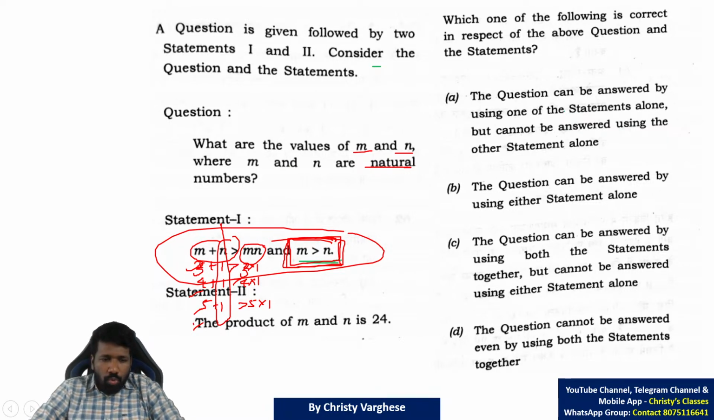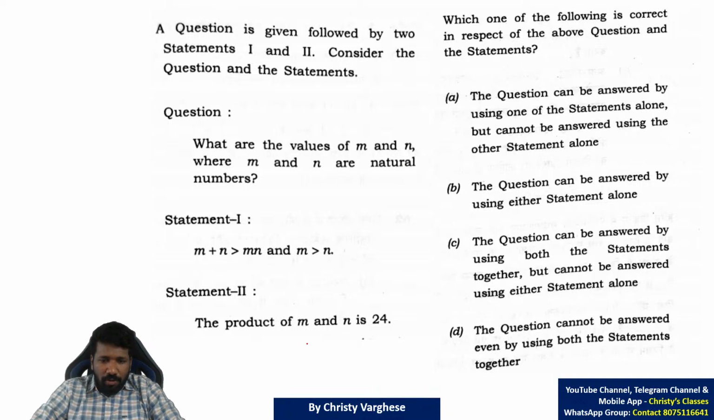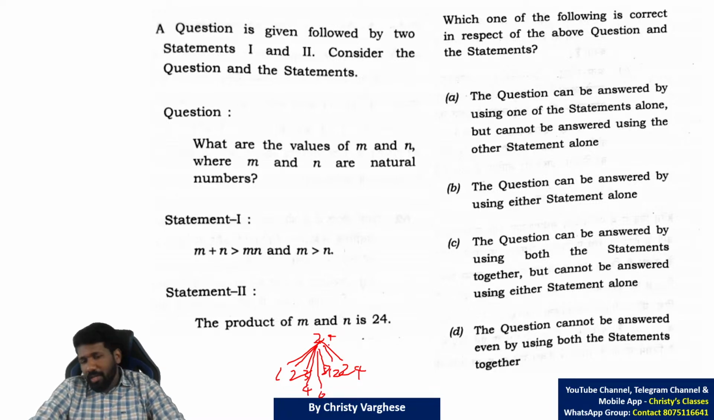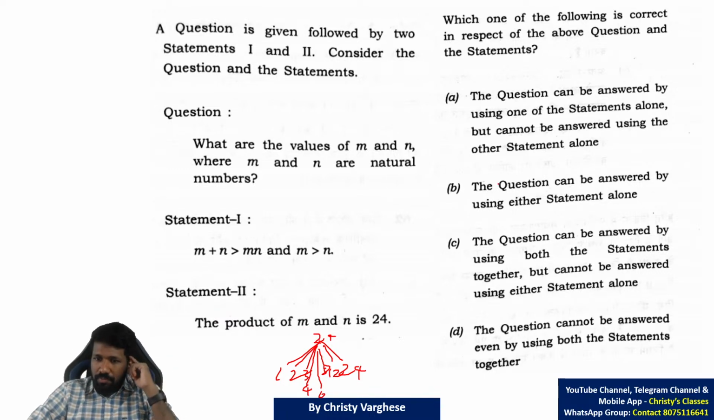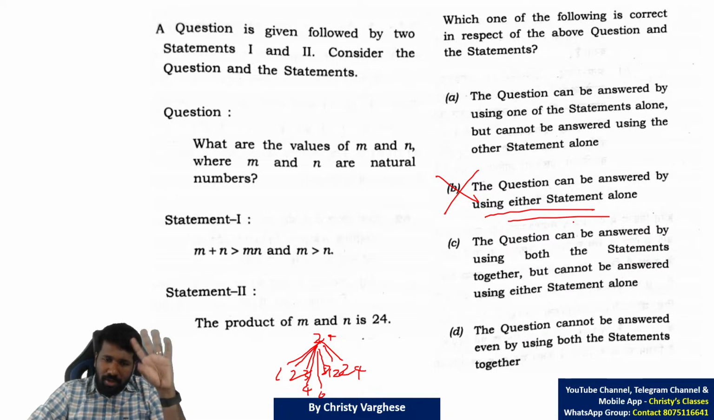Now statement 2: the product of m and n is 24. Factorize 24. 1 into 24 is 24, so 1 and 24 can be m and n. 2 into 12 is 24, so 2 and 12 are possible. 3 into 8 is 24. 4 into 6 is also 24. That means there are many sets of values for m and n. So statement 2 alone is not enough. So the claim that the question can be answered using either statement alone is totally wrong. Statement 1 alone is not okay, and statement 2 alone is also not okay.